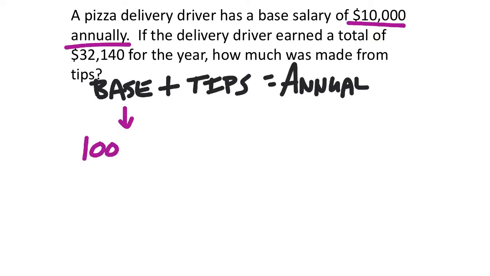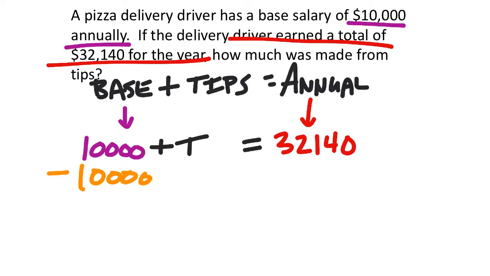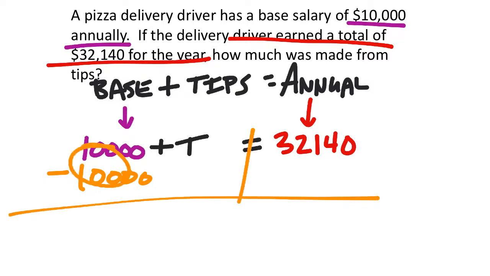So we'll replace that with 10,000, just like we did in 2.1. And then this year they made a total of $32,140. So when I add the tips, T, to the 10,000, I should get 32,140. Now, this is the equation, you guys, and all I got to do to solve it is to subtract 10,000 from both sides, which is going to make that a 0. It's going to 0 that out, so subtract 10,000.